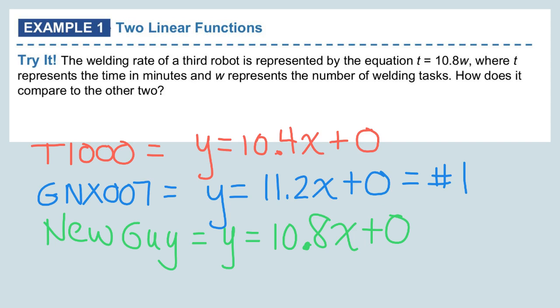After that, the one that's going to make the next most welding tasks is number 2. And the robot that makes the least welding tasks is number 3. So if I was going to compare them, I would say the new guy is smack in the middle of the other 2.